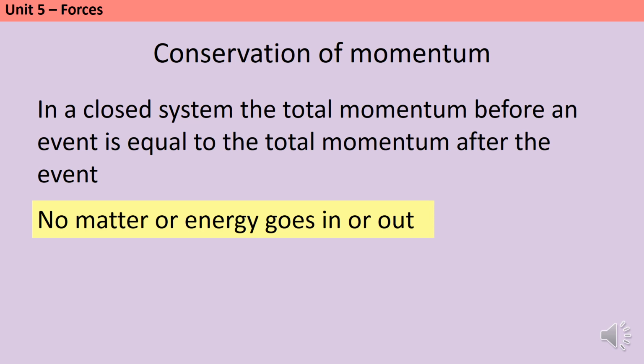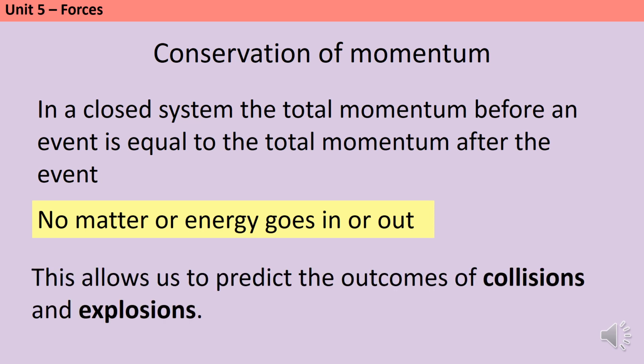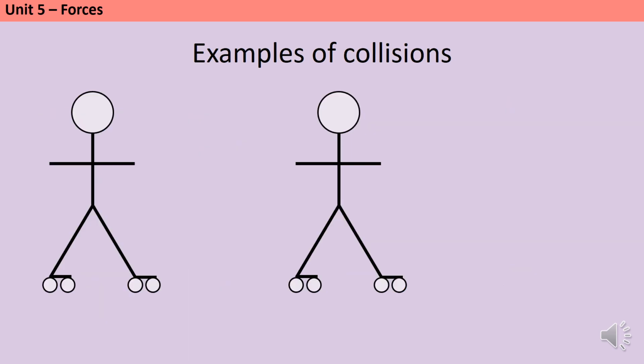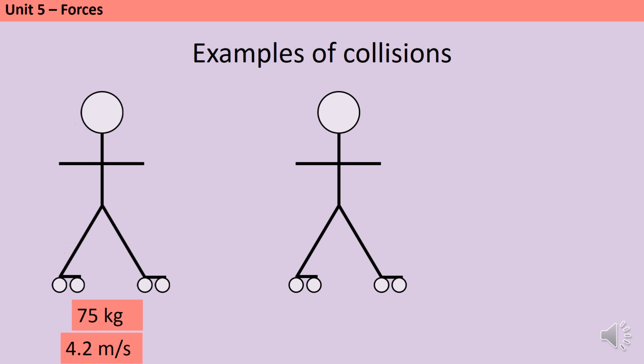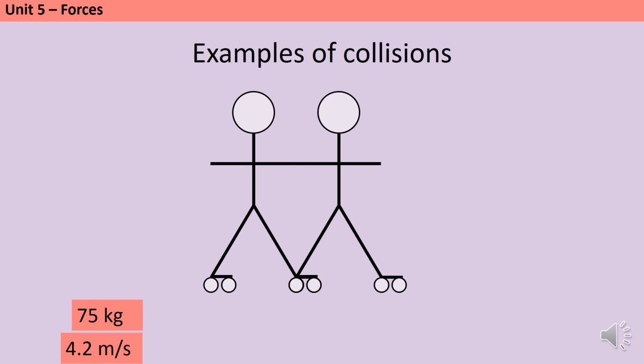We can use the law of conservation of momentum to make predictions about collisions and explosions, although be aware that when we say explosions, this doesn't just mean bombs, it's just the term we use to describe objects moving apart from each other. Let's look at an example of a question. We've got two friends who are out roller skating. Friend number 1 weighs 75 kilograms and she's skating at 4.2 meters per second. Friend number 2 has stopped and is stationary until friend number 1 skates along and crashes into her.